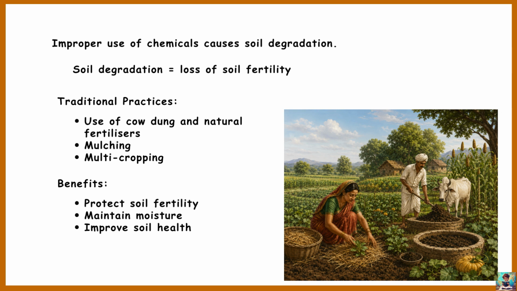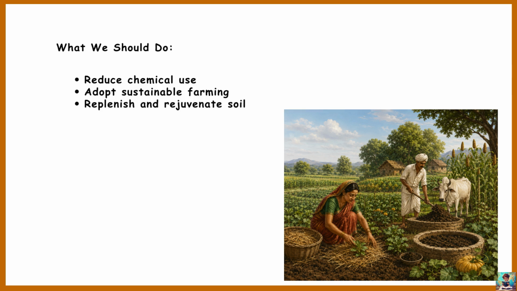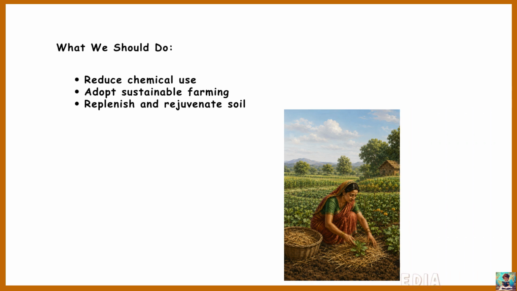So, if we keep using chemicals too much, soil will become poor. So, we should go back to some of these old natural practices and take care of the soil by restoring its fertility. We need to protect the soil today so it can support farming in the future.